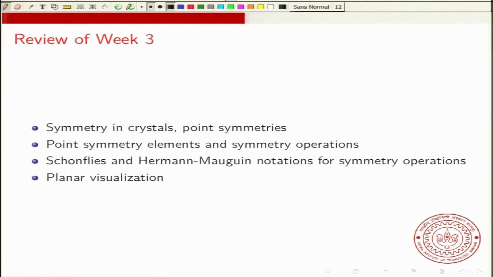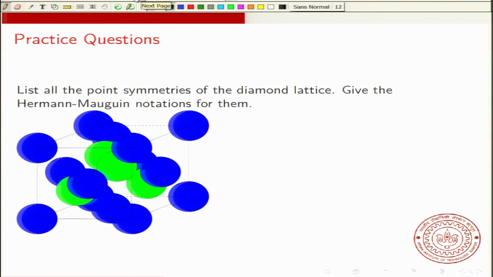Now, to understand symmetries in crystals better, it is always good to look at examples. Today I am going to take an example of a diamond lattice, or the diamond crystal, that we studied in the last lecture. Your question is to list all the point symmetries of the diamond lattice and give the Hermann-Mauguin notations for them. It will turn out that this exercise is non-trivial.